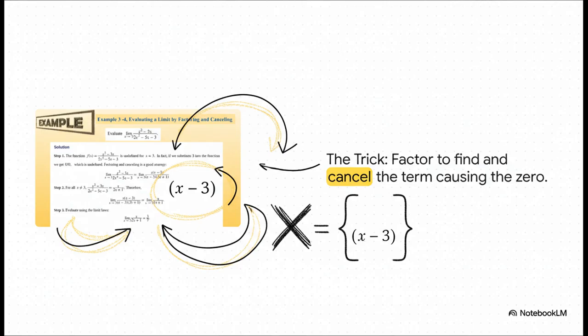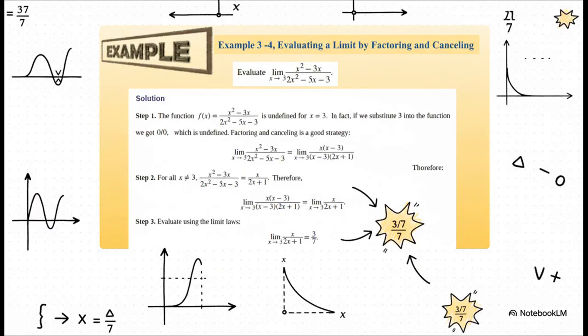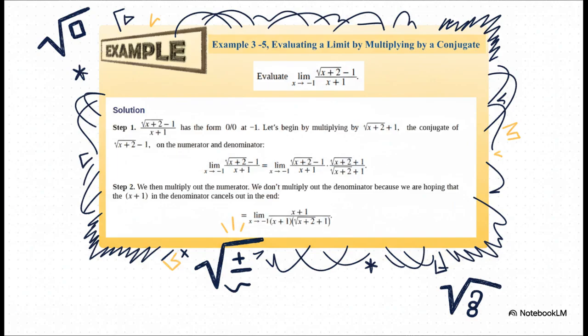just cancel it out. And once that problem term is gone, we're left with a much simpler function. Now, this new function is identical to the old one everywhere except at that one little hole at x equals 3. So now we can use our direct substitution shortcut. Plug in 3, and we find our solution. The limit is 3/7.